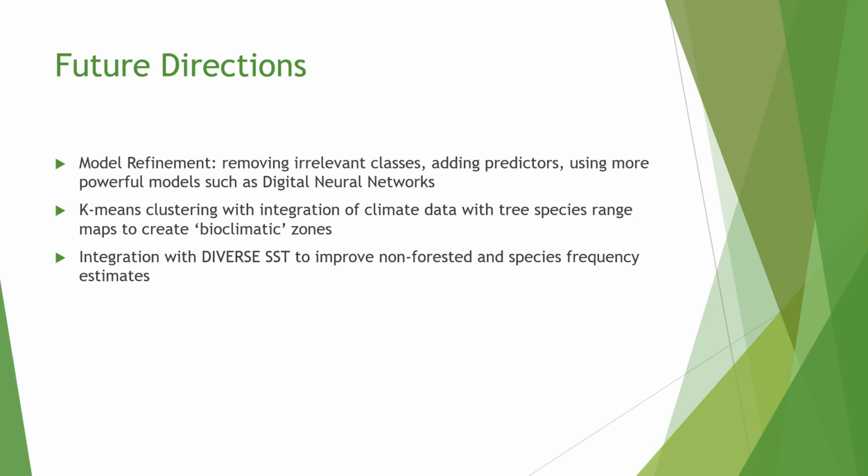In terms of future directions, our priority will be model refinement. So in order to improve the accuracy of our models, we may want to remove irrelevant classes, add some other predictors such as vegetative cover, or use some more powerful models such as deep neural networks. We're also looking into doing some k-means clustering with the integration of climate data with tree species range maps to create bioclimatic zones, and then integrate all of this with the diverse SST to improve non-forested and species frequency estimates.